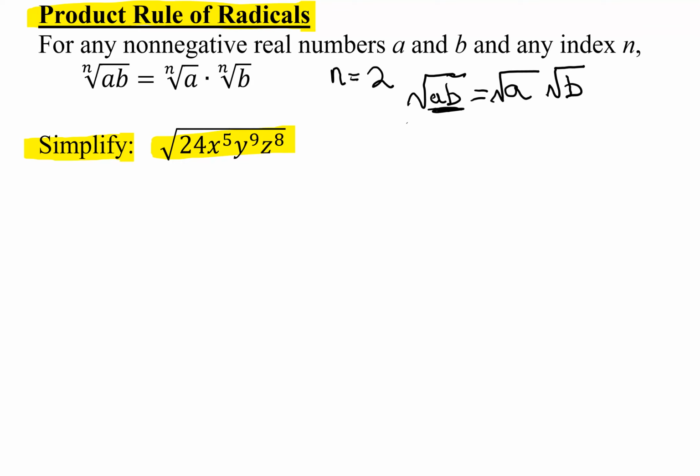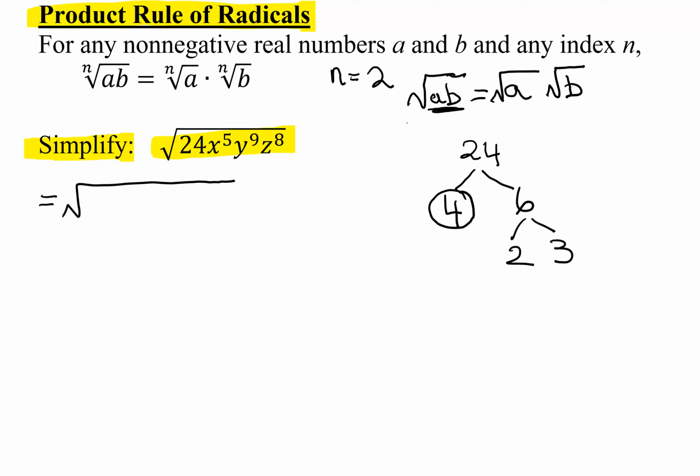So let's look at our numbers first. So I have a 24. Can we factor that, and can we maybe cut to the chase and factor it into two factors, one of which is a perfect square? Well, 4 is a perfect square. 4 goes into 24 6 times. So here's my perfect square. And 6, does 6 contain any perfect squares? No, it's just 2 times 3. So I'm going to write this as the square root of 4 times 6 times x to the 5th, y to the 9th, z to the 8th.